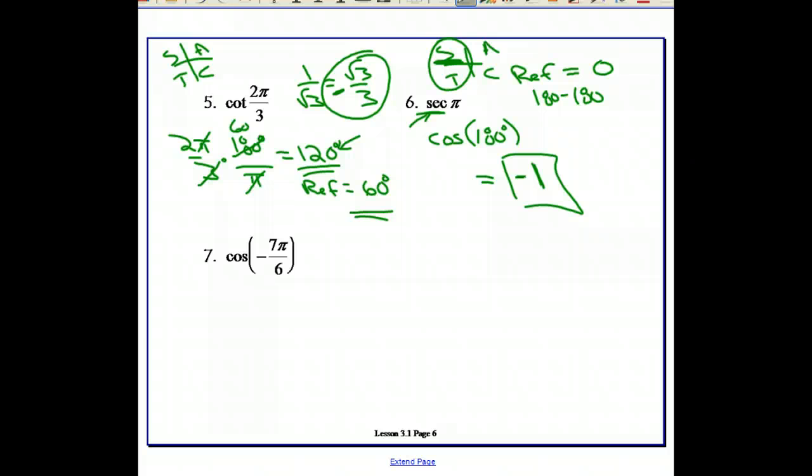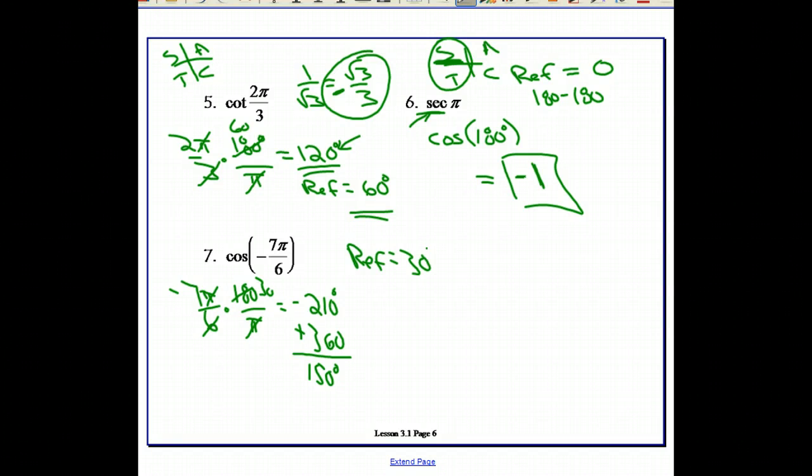And here's a cosine of negative 7 pi 6. Let's convert that thing. 7 pi 6 times 180 over pi. Pi's cancel out. 6 goes into 180, 30. Negative 210 degrees. All right, first thing I'll do add on a 360. So this is equivalent to 150 degrees. Reference angle is 30. What's the cosine of 30? Square root of 3 over 2. But wait, second quadrant, a smart trig class. So I get a negative answer.